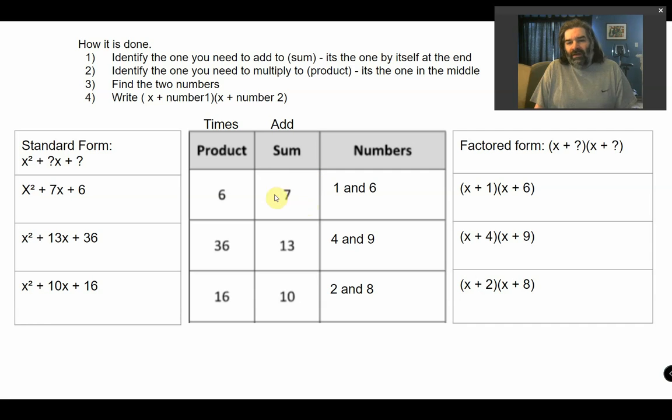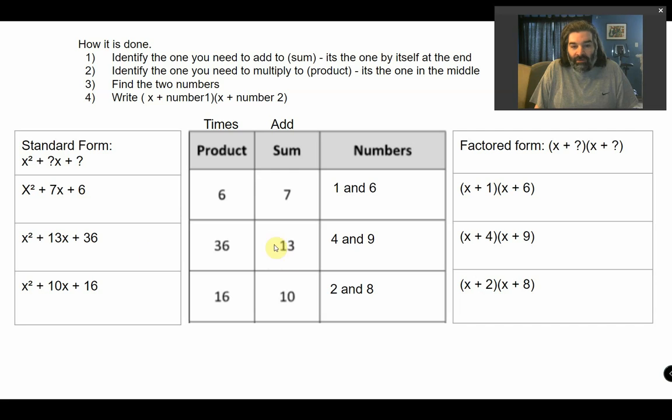When you get something like that, always try 1 and 6 first, because if the factors that multiply happen to also add up, that's pretty fast. So 1 and 6 adds to 7 and multiplies to 6. What does that mean? Well, your factored form is just x plus 1, x plus 6. You're done.